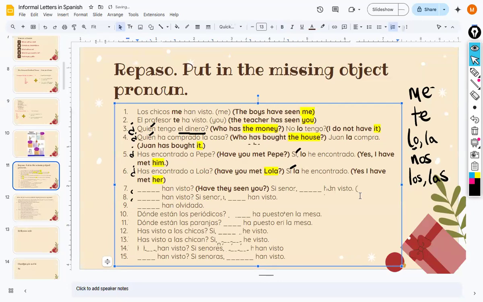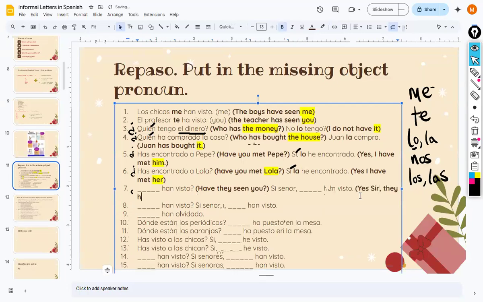Sorry, this is me. Have they seen me? This is me again. My bad. Right. And then yesterday they have seen you. Right? But the me is going to be masculine, right? And the same way down here. Have they seen me? Yes, ma'am, they have seen you, right?